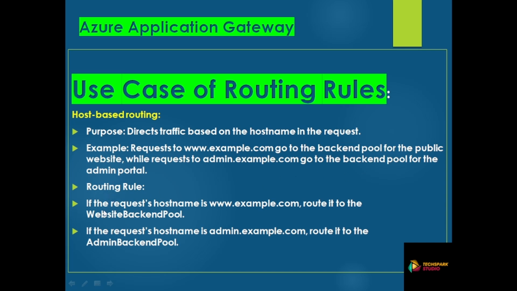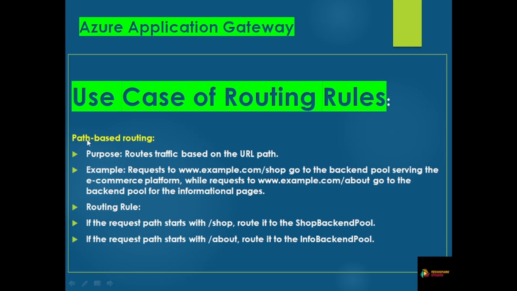So for the routing rule, if the request host name is www.example.com, it will route it to the website backend pool. If the request host name is admin.example.com, you can route it to a different backend pool, like the admin backend pool. I hope you understand. In the same way, we can define path based routing.